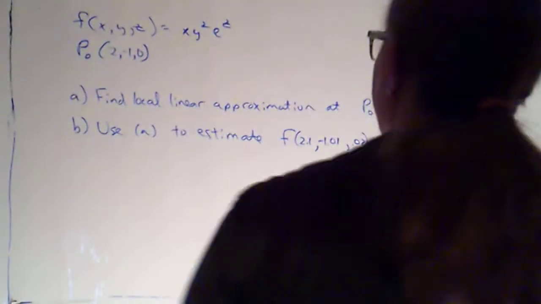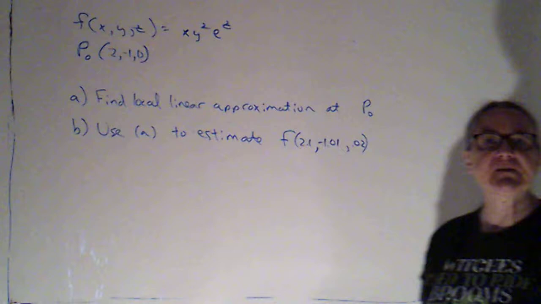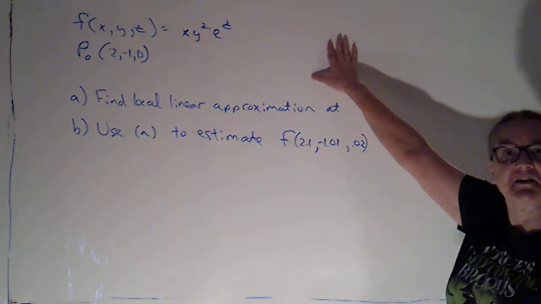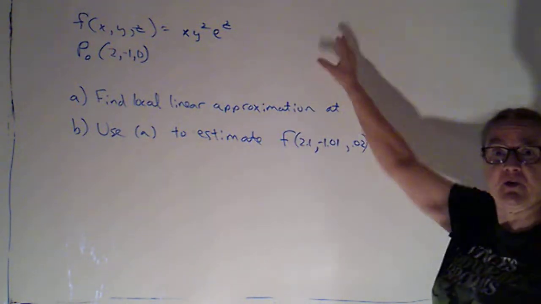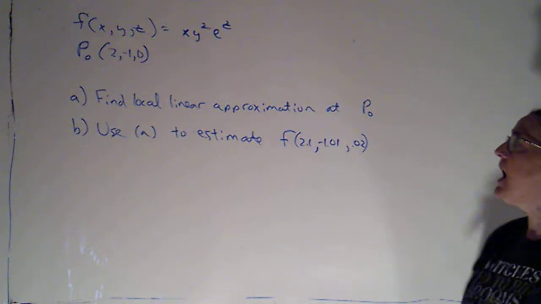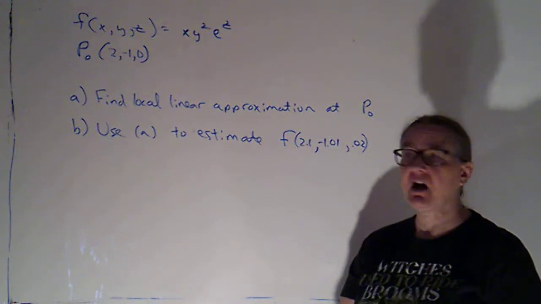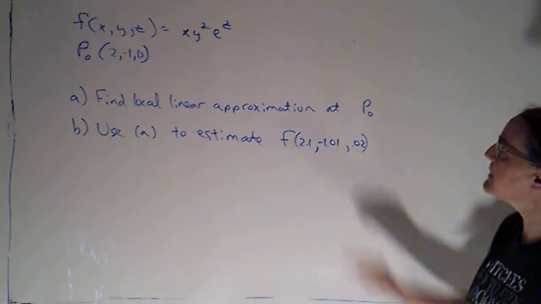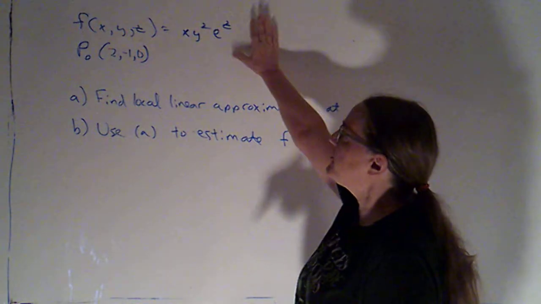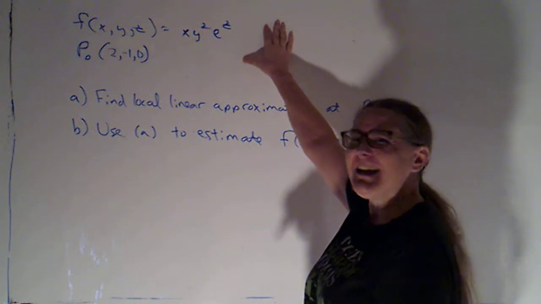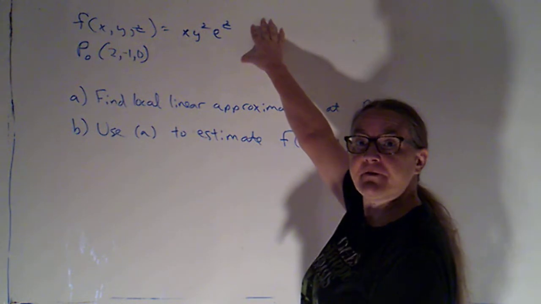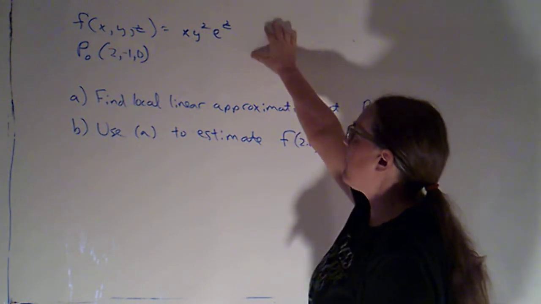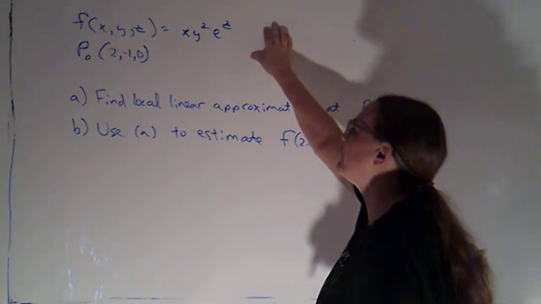Some of the problems in your text are going to involve functions of 2 variables, so I wanted to just quickly work through one example with 3 variables, because this notion of finding a local linear approximation applies to functions of more than one variable. Okay, so I've given us a function of 3 variables. Remember, we would say that the output is a w value, so the graph of this would be in 4 space. We call the graph a hypersurface in 4 space.